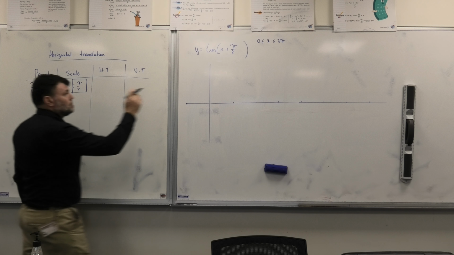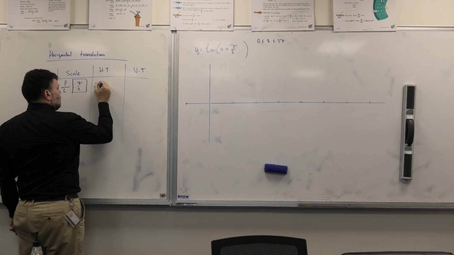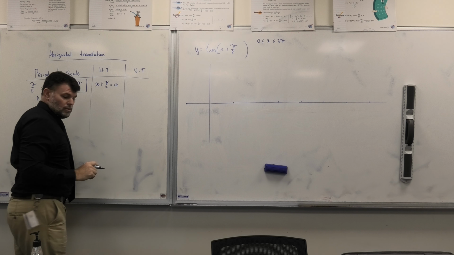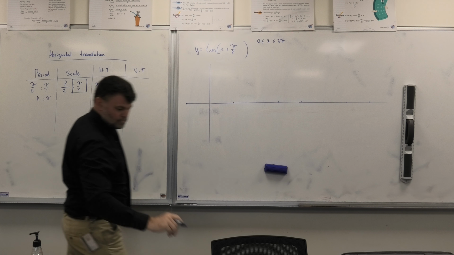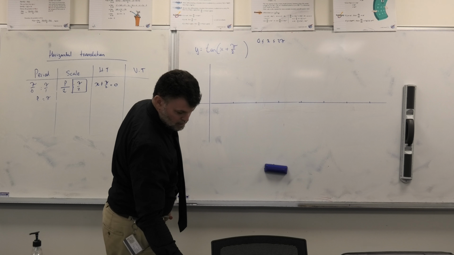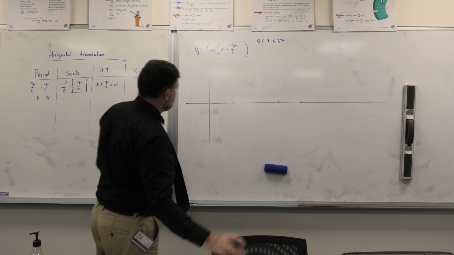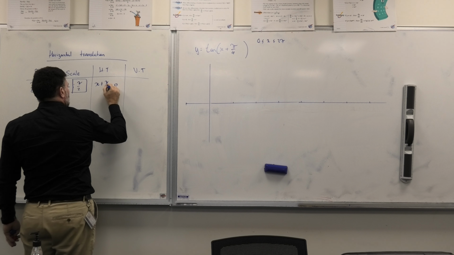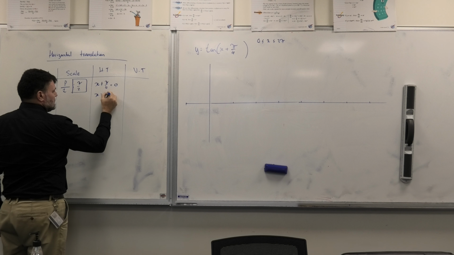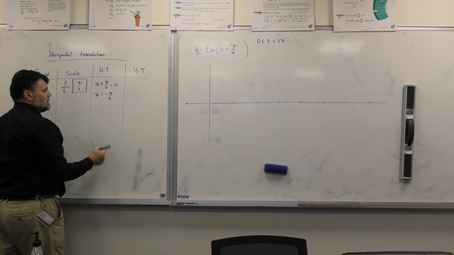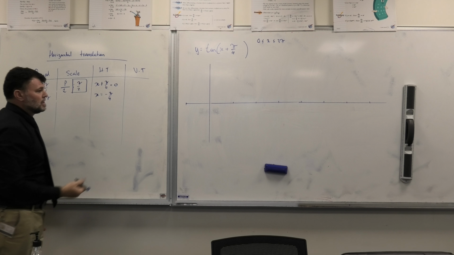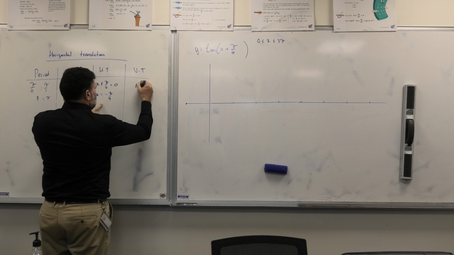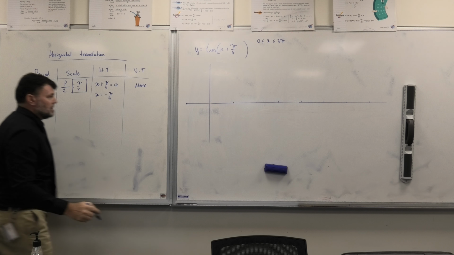Our horizontal translation, remember, x plus pi on 2 is equal to 0. Let me see. Yeah, it's pi on 4 actually. Sorry, not pi on 2, pi on 4. So x is equal to negative pi on 4. So that means we're moving to the left in this instance. And our vertical translation, well, we don't have any.